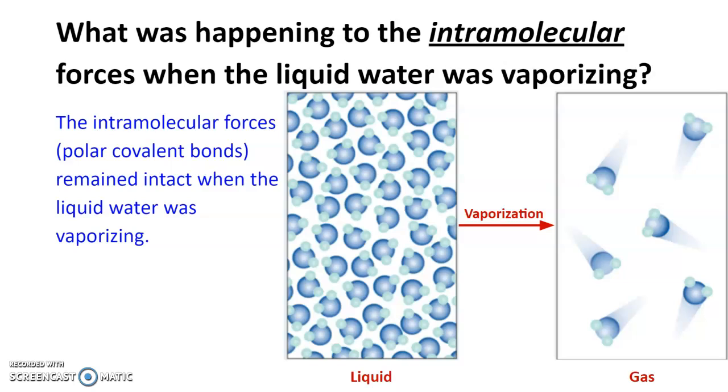Nothing. The intramolecular forces, our polar covalent bonds, remained intact when the water was vaporizing, just like they remained intact when the ice was melting, because the polar covalent bonds are really, really strong, way stronger than hydrogen bonds. And if we were breaking the polar covalent bonds, that would be a chemical change, not a physical change or a phase change. So that would be a really different type of situation.